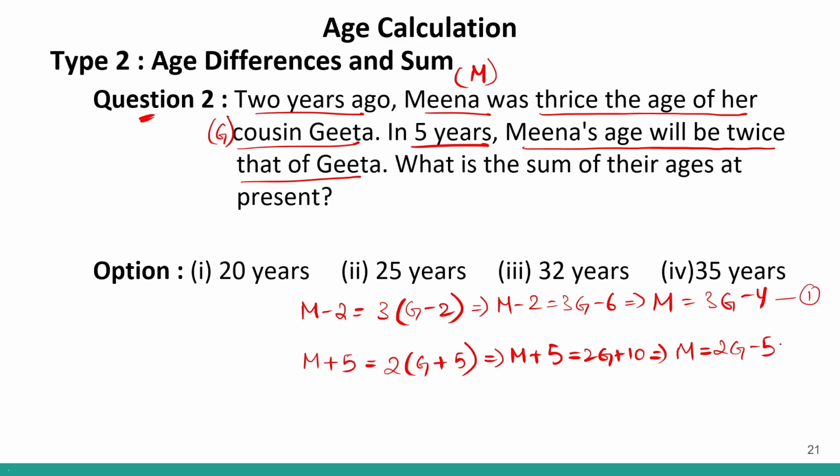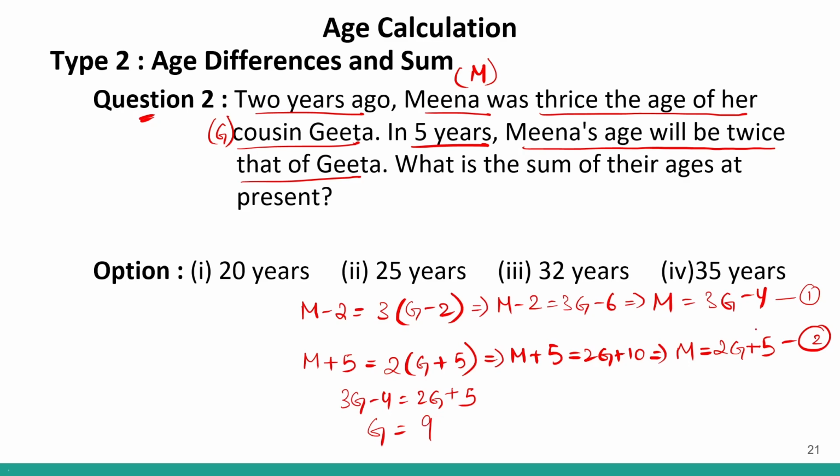This is equation 1. This is equation 2. And these are equal, since both are the value of M. So I can say 3G minus 4 equals 2G minus 5. If I take 2G this side, it will be 3G minus 2G, which is G. And if I take 4 this side, it will be 5 plus 4, which equals 9. So this is the value of G.